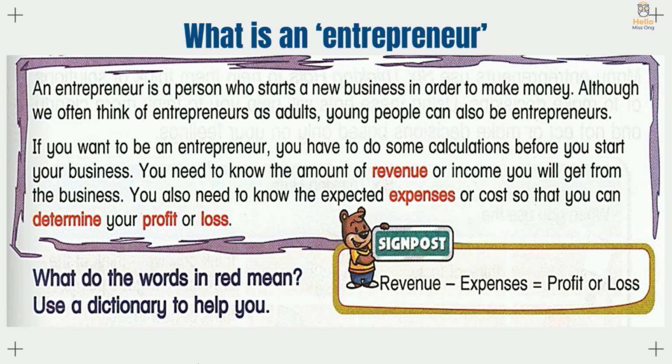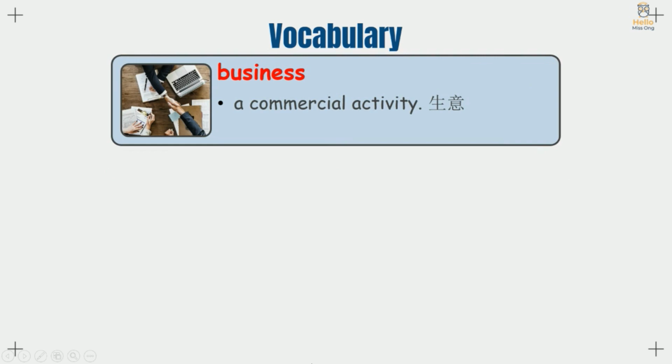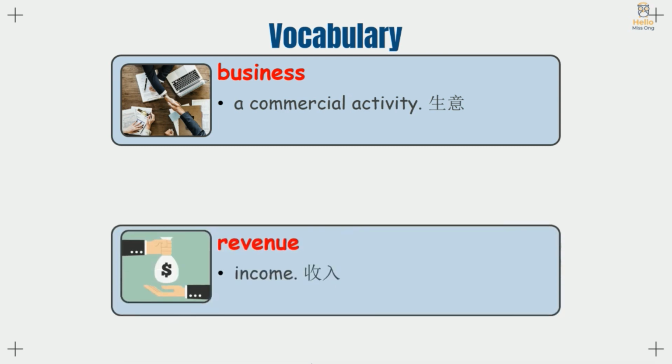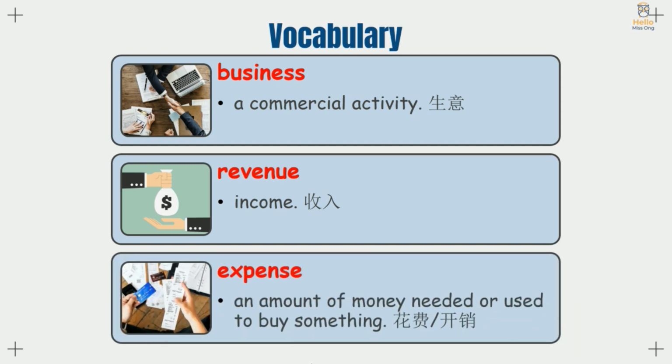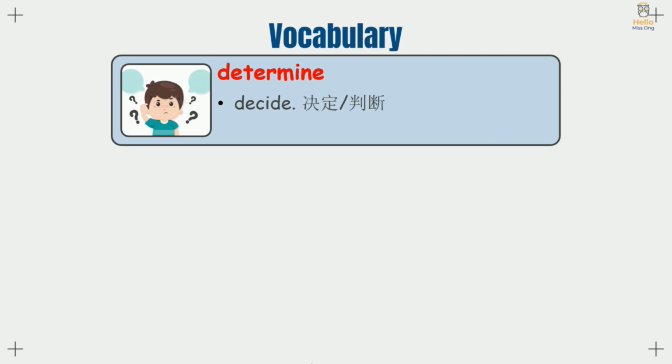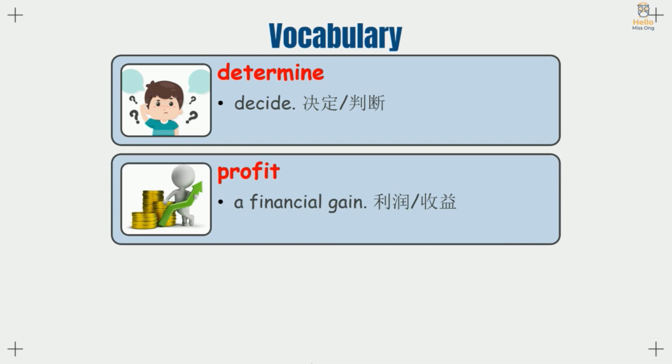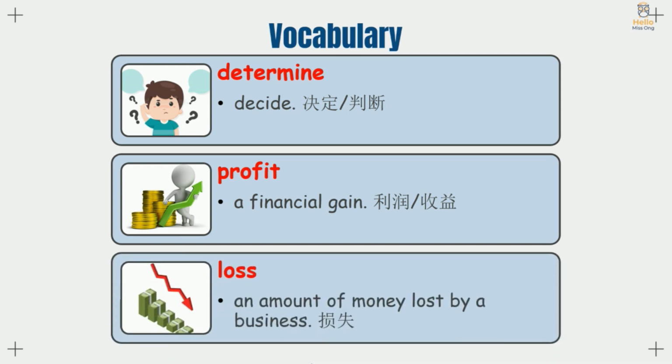Let's learn the meaning of the red color words. Business, a commercial activity. Revenue, income. Expense, an amount of money needed or used to buy something. Determine, decide. Profit, a financial gain. Loss, an amount of money lost by a business.